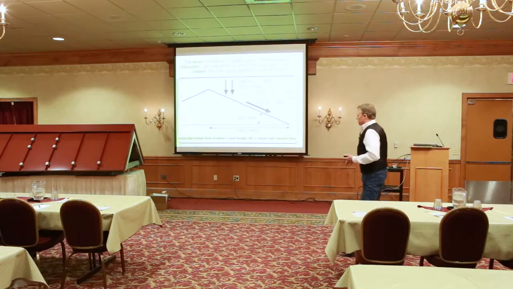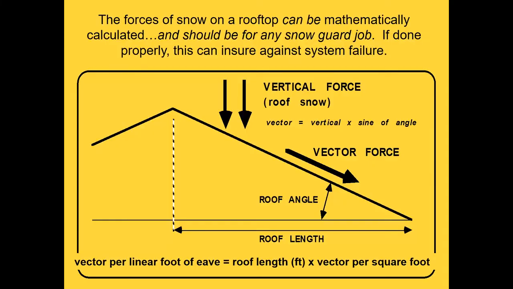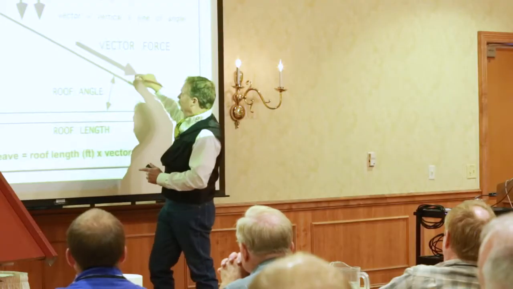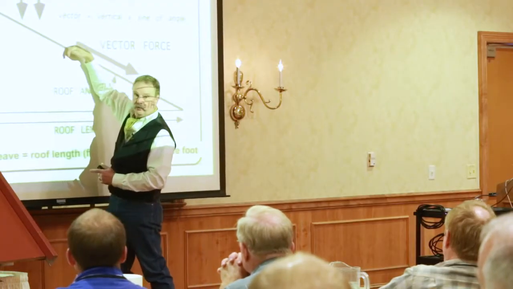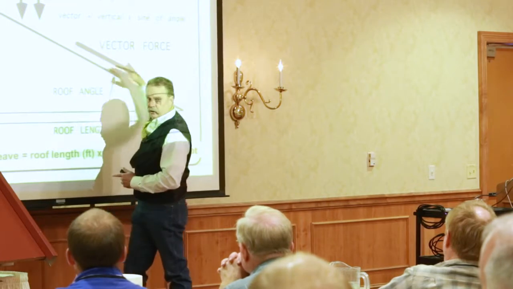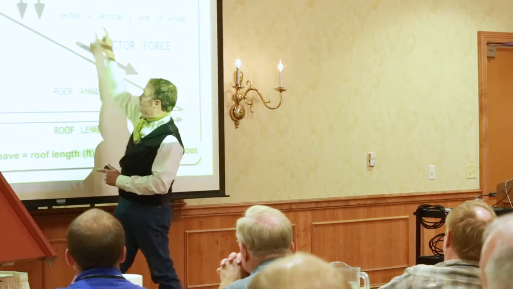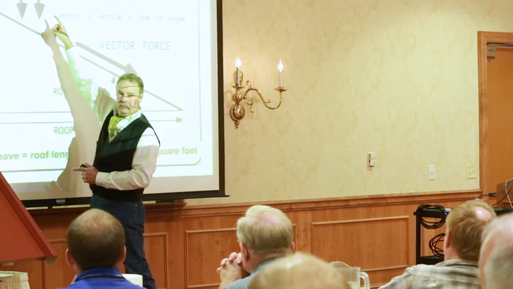So I want to show you guys how easy it is to do. This diagram may look a little complicated, but bear with me for a minute. We talked before about this vertical force, which is just the weight of the snow on the roof, that translates into an angular or a vector force coming in this direction, parallel to the roof. Now, this force is not as great as this force, right? This angular force is some, but it has a direct relationship to this one.